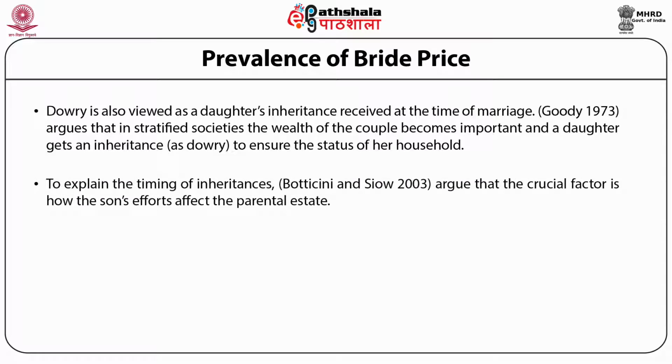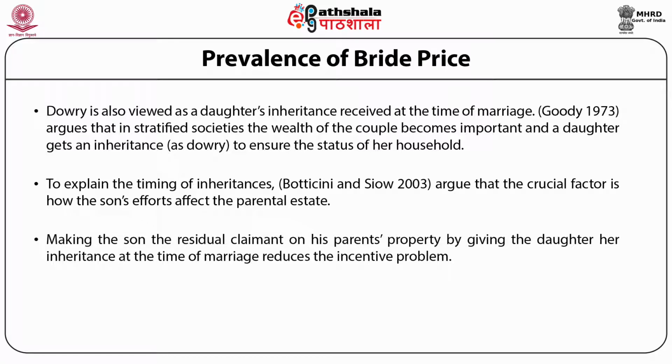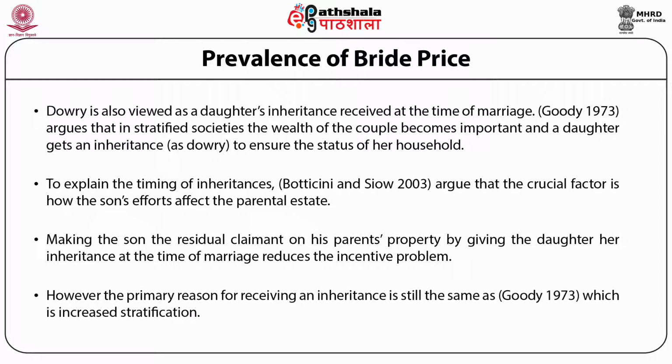To explain the timing of inheritances, Botticini and Siow 2003 argue that the crucial factor is how the son's efforts affect the parental estate, making the son the residual claimant on his parents' property. Giving the daughter her inheritance at the time of marriage reduces the incentive problem. However, the primary reason for receiving an inheritance is still the same, which is increased stratification.